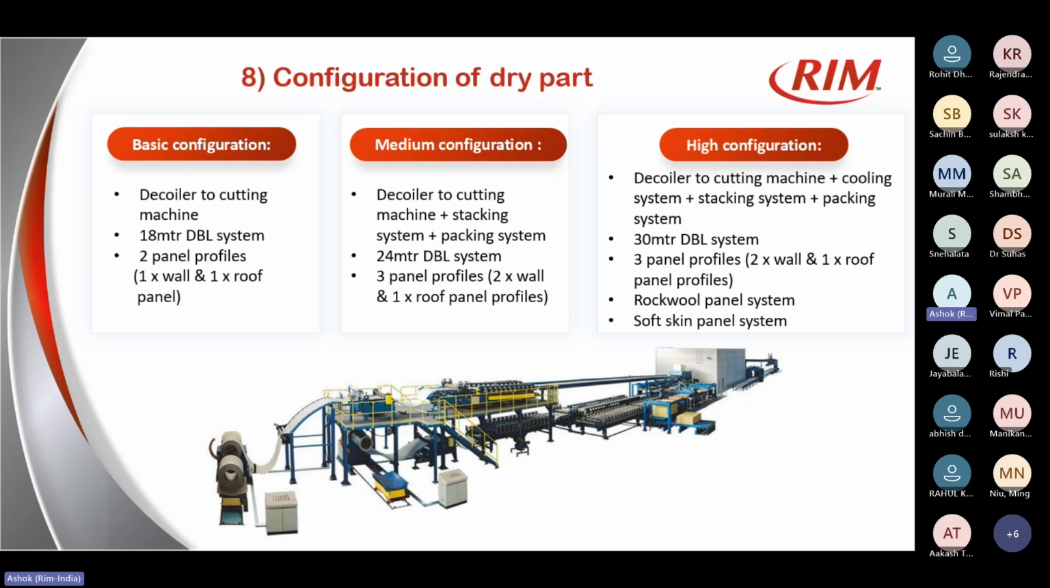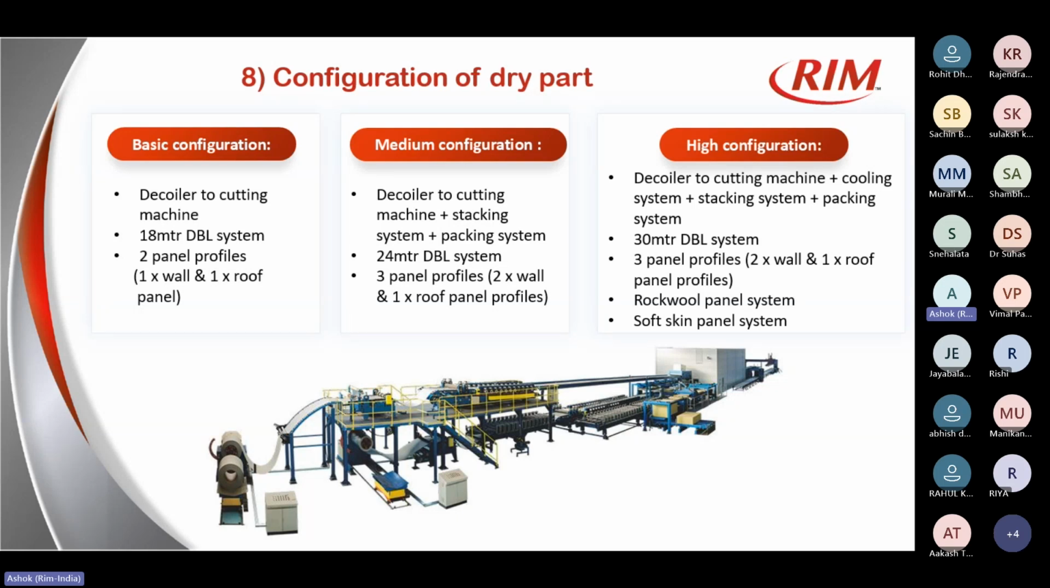In basic configuration, you can see a decoiler to cutting machine. The DBC, or double belt conveyor, can be 18 meters in length. Then panel profile wise, one wall panel, one roof panel. So this is a basic configuration.